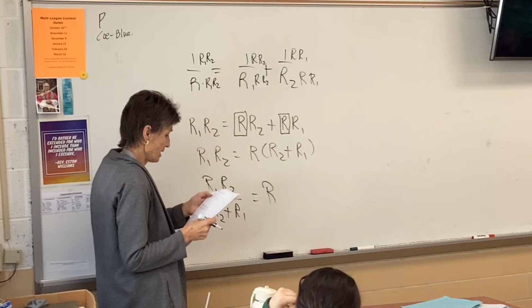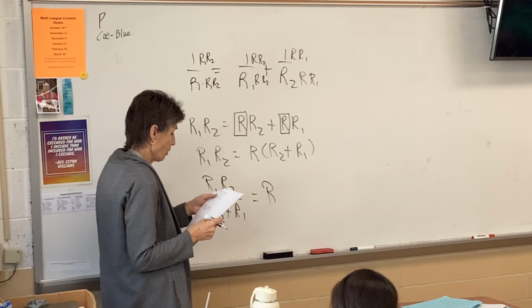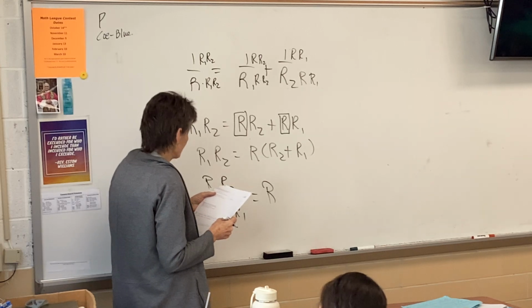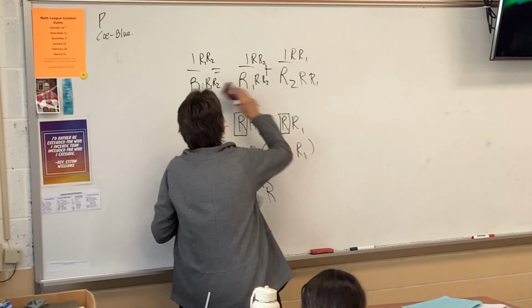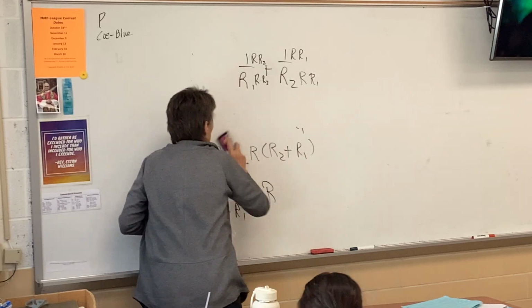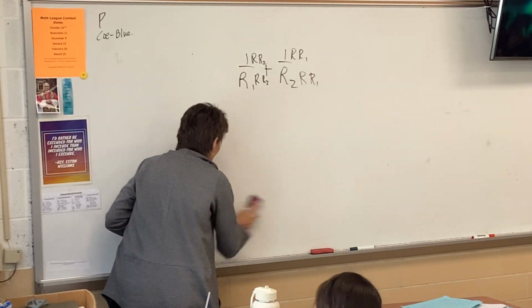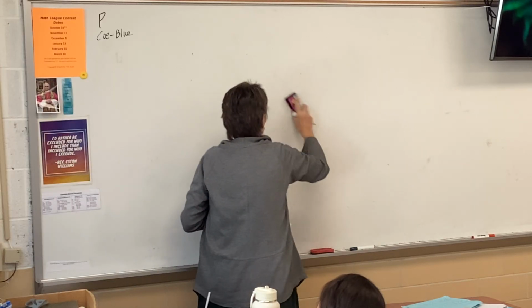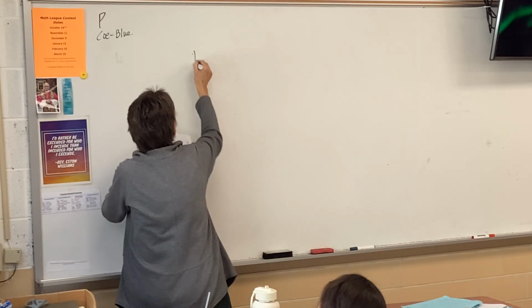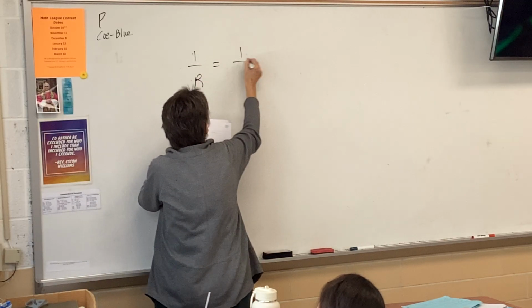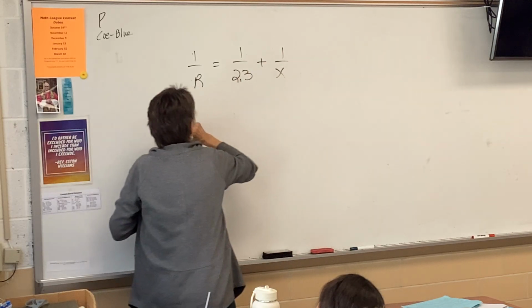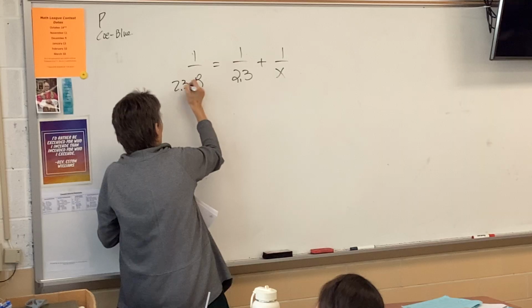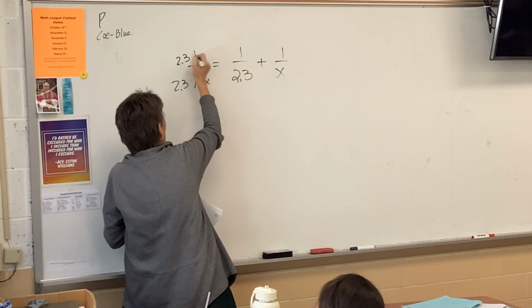And it said, oh, one resistor had 2.3. So this doesn't look like what I did yesterday. Let me do what I did yesterday. So one of them has a resistance of 2.3 and the other one is X. So 1 over R equals 1 over 2.3 plus 1 over X. So I made my common denominator.